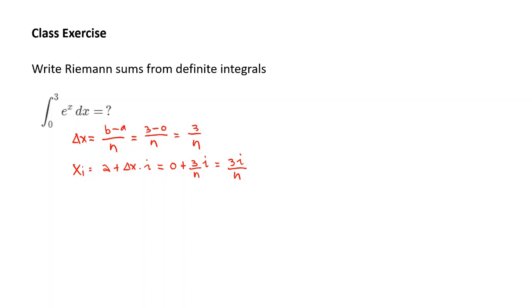And next we define the area of each rectangle under the curve, let's say ai, which equals delta x times f xi, or sorry, f xi times delta x, I'm more familiar with that. So what is f xi? f xi is e to the 3i over n, times delta x, which is 3 over n.